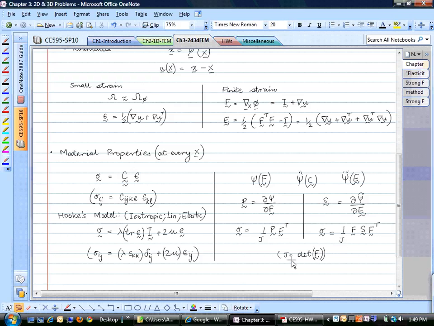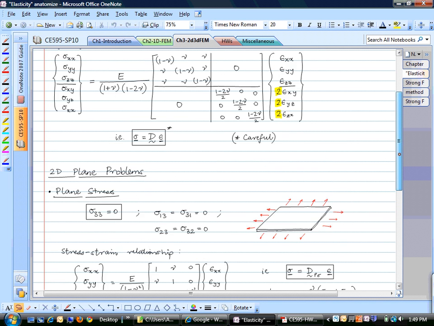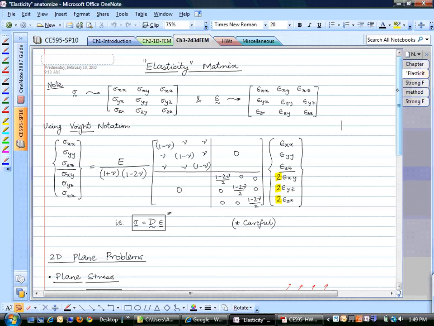And this J is nothing but the determinant of F. So this is just a lot of definition, but we'll keep this in mind as we go and derive our weak form for these 2D and 3D problems. Okay, so going back to small strain formulation.